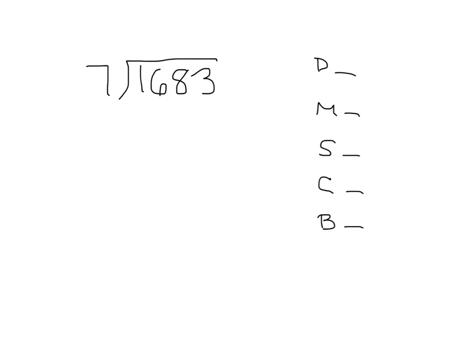Here's another one. 1,683 divided by 7. First I need to divide. 7 divides into 16 2 times. Then I multiply. 2 times 7 is 14. Then I subtract. 16 minus 14 is 2. And I check, is 2 smaller than 7? Yes. And I bring down the 8.